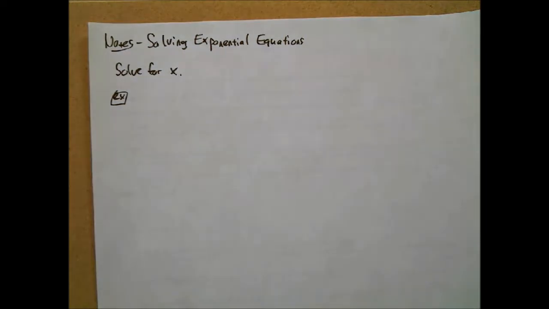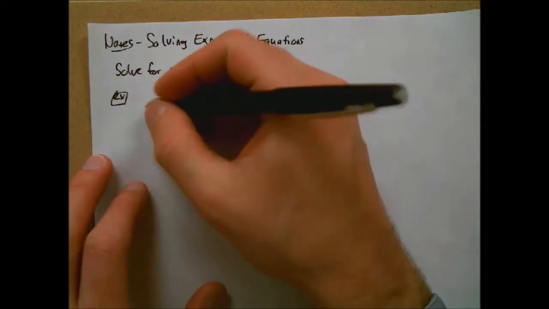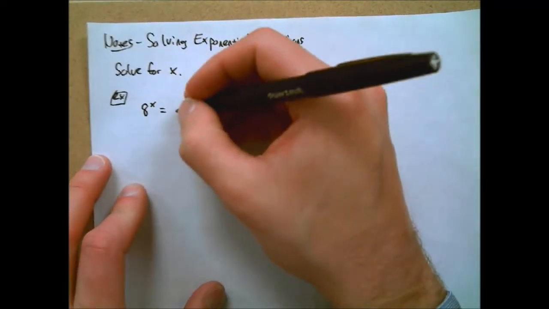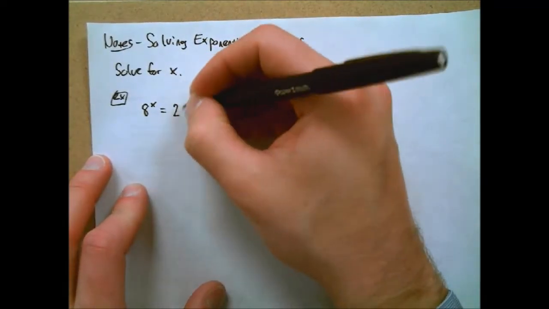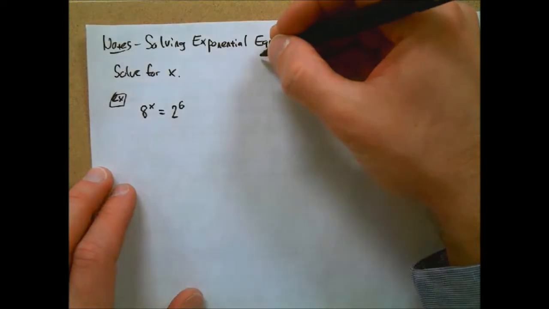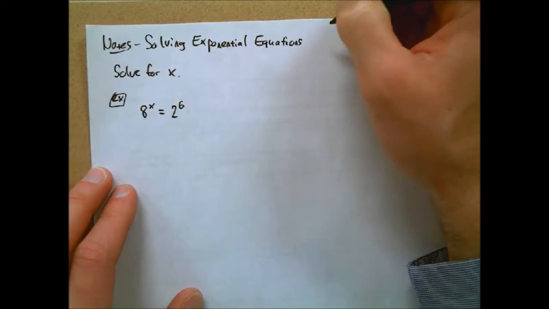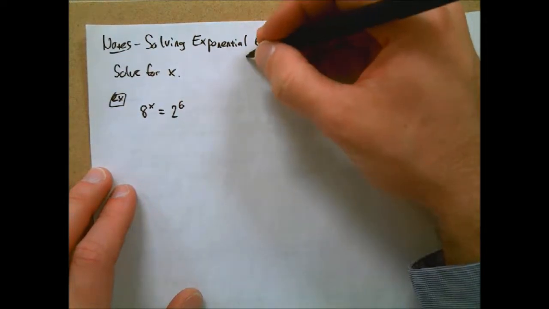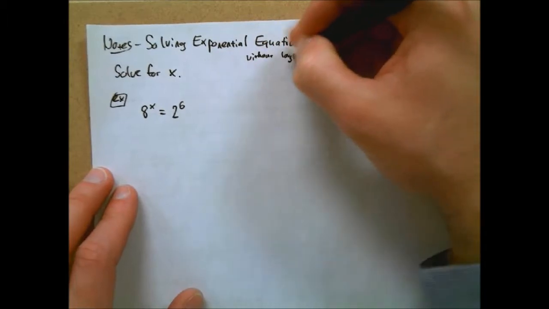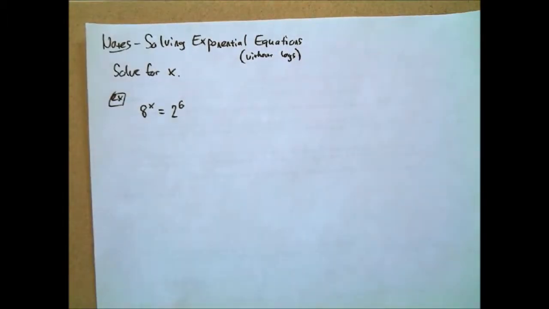Let's see here. For example, let's say we have 8 to the x equals 2 to the 6th. And we're going to be solving exponential equations without logarithms. Okay, because later we're going to be using logarithms. But for these ones we're going to do today, we won't need logarithms.